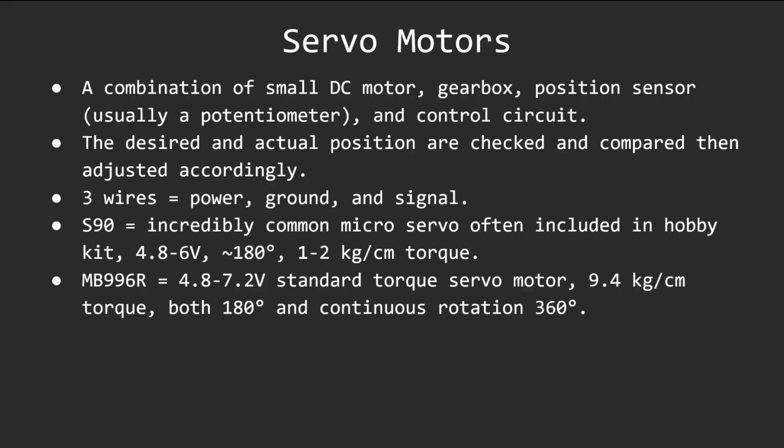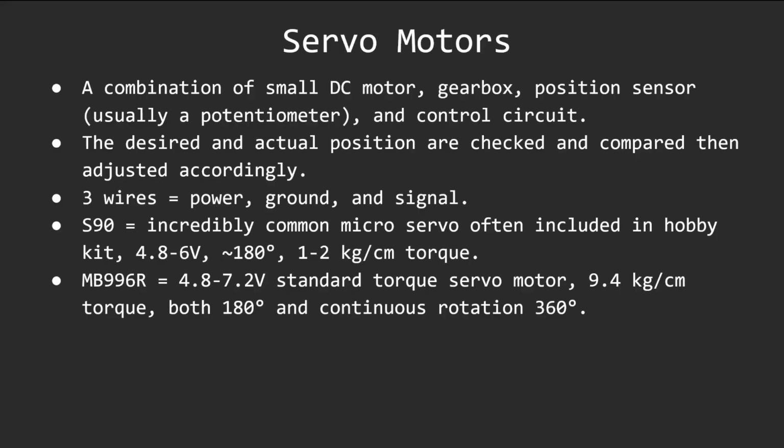You'll probably find an S90 in your hobby kit. They're just incredibly common. You can get like 10 of them for almost nothing. They'll operate on 4.8 to 6 volts, so 5 volts, no problem. You can operate these without a driver, right directly off the Arduino or whatever you get them with.